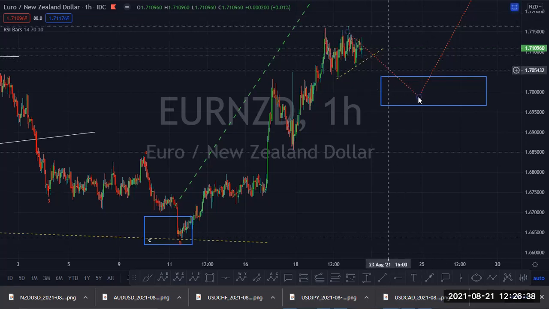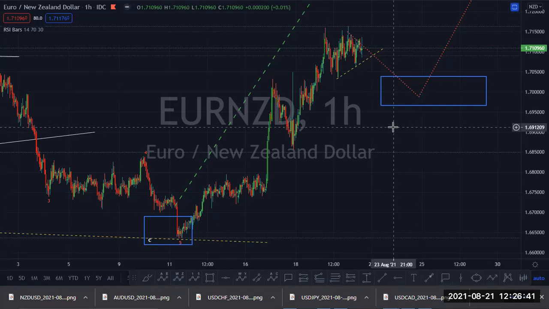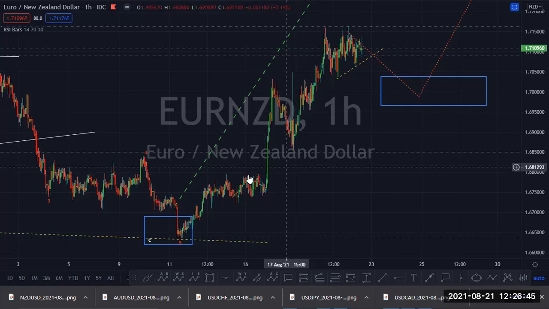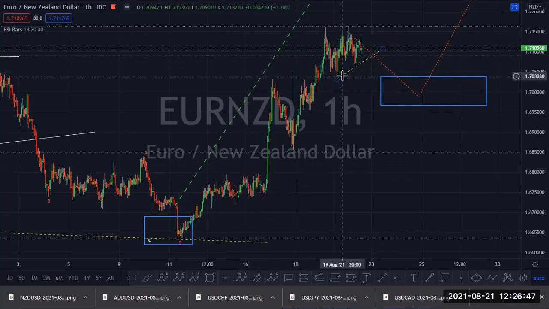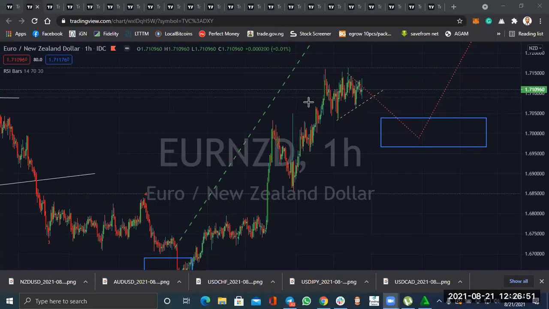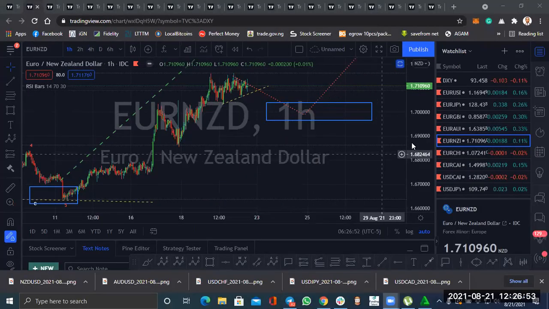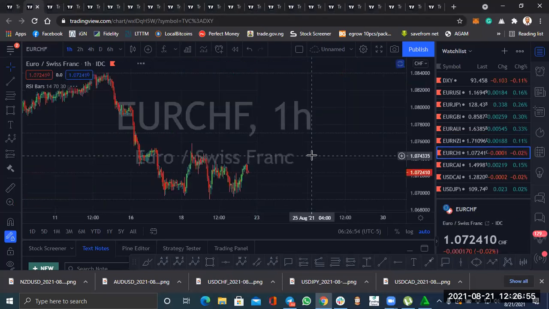I'm looking for a buy as well. I bought from here and I closed it. I think here I closed. So I enter a buy again when I get the setup to buy.